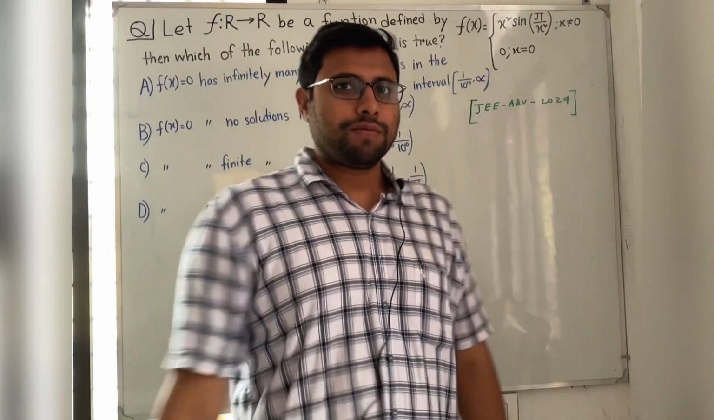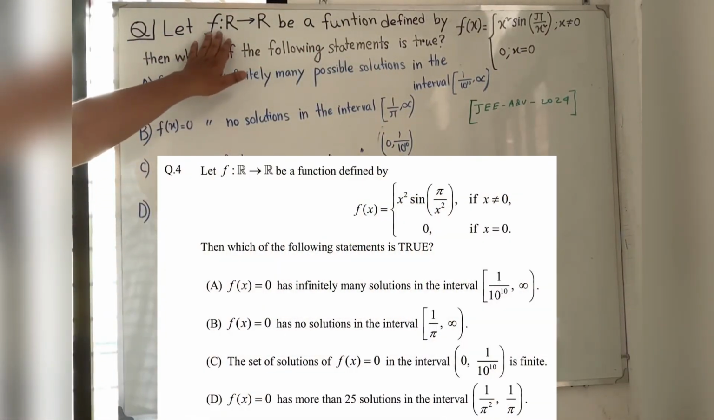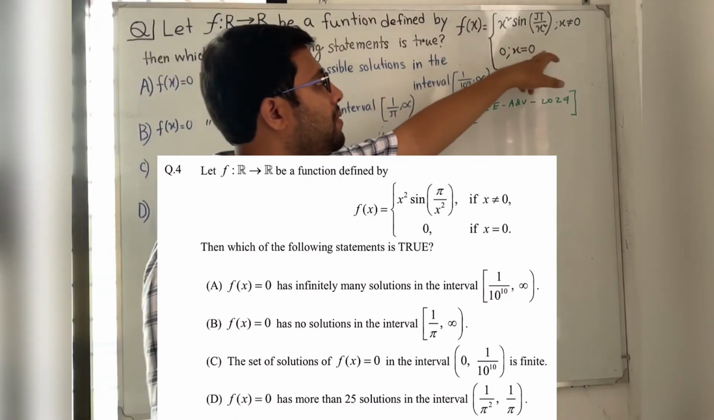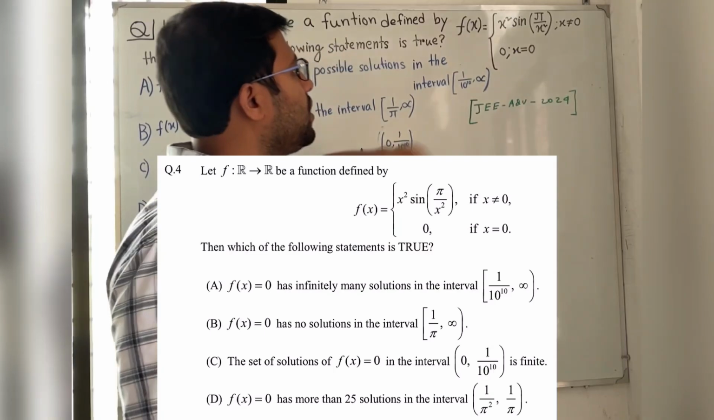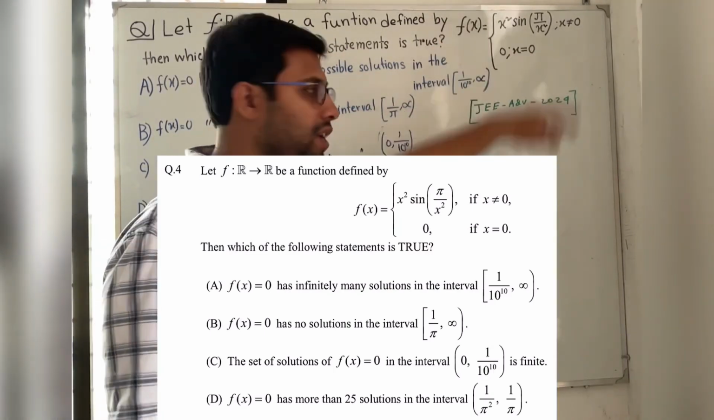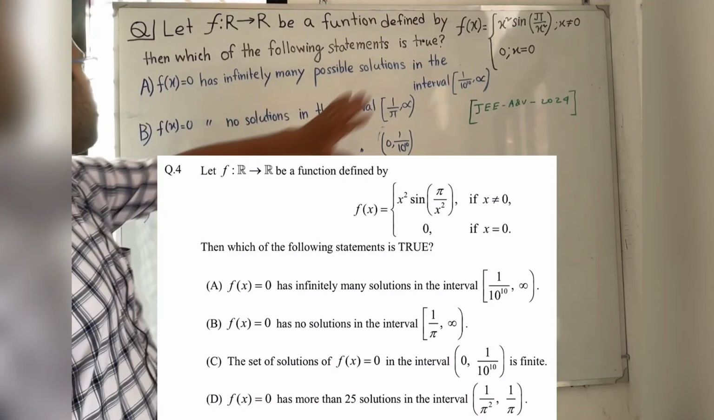Now look at this problem. A function is given from R to R such that f(x) equals x square sin(pi by x square) when x is not equal to 0, and at x equal to 0 the function is 0. So this is a piecewise function. Okay, and then which of the following statements is true?